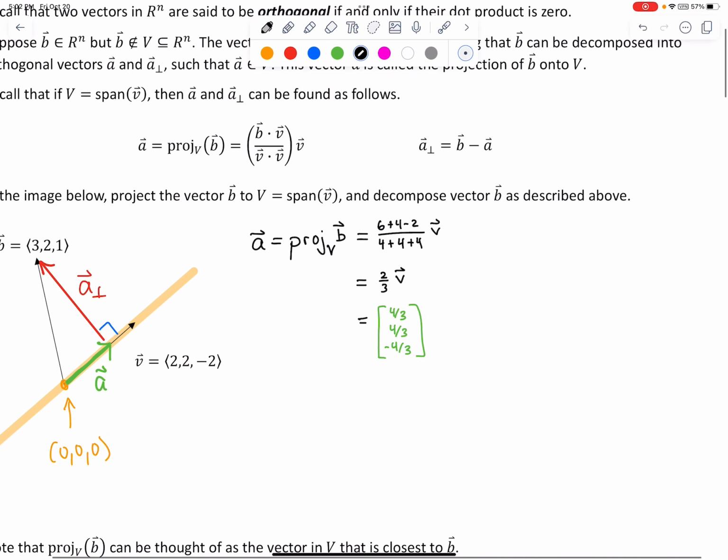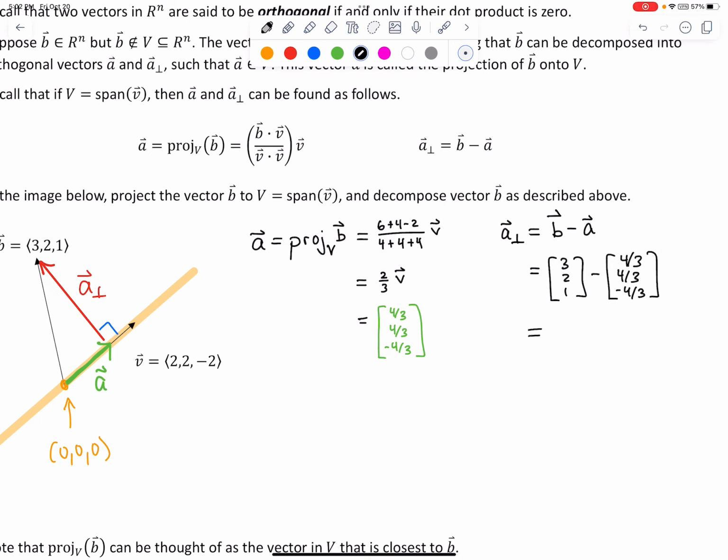Now to find the red vector, a orthogonal, we simply do vector b minus the vector a that we just found. Vector b being 3, 2, 1. We're going to remove from this vector a that we just found. 3 minus 4/3 is 5/3. 2 minus 4/3 is 2/3. And 1 minus negative 4/3 will be 1 plus 4/3, which is 7/3. And this is the red vector in our image.